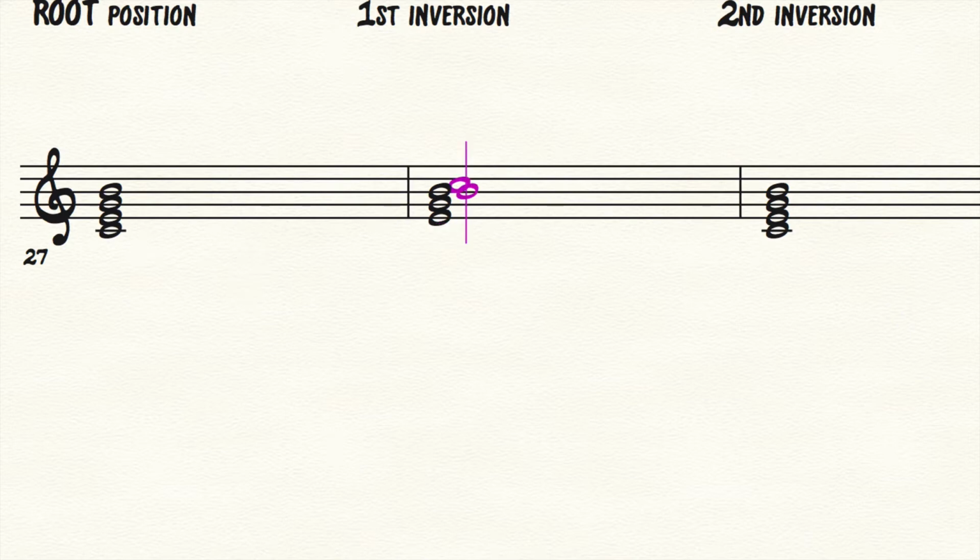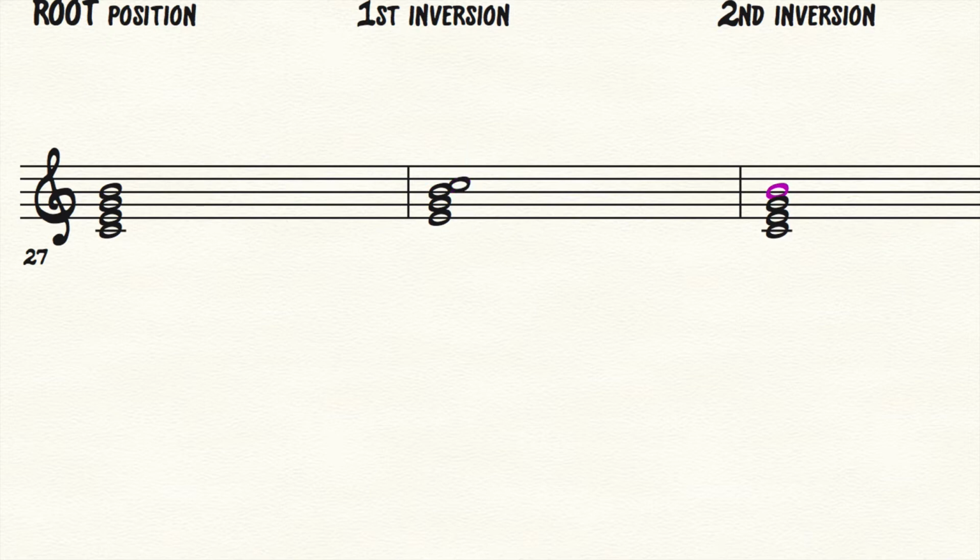And a clump is created. The upper note of that clump is the root. As you can see, this is a C chord. The C is now on top, at the top of this clump of notes, this second that's formed by moving the root up. Okay, that's a first inversion.